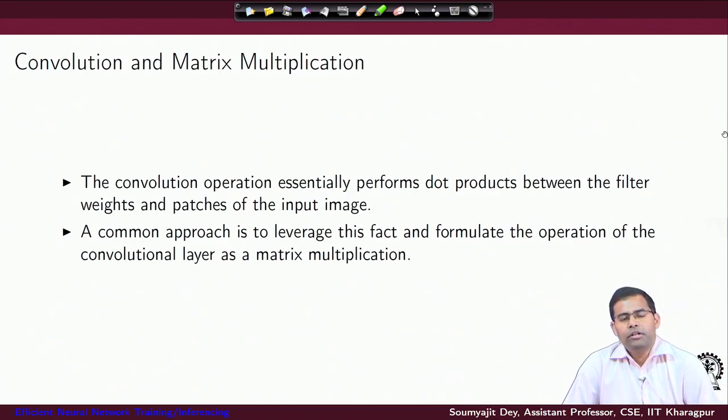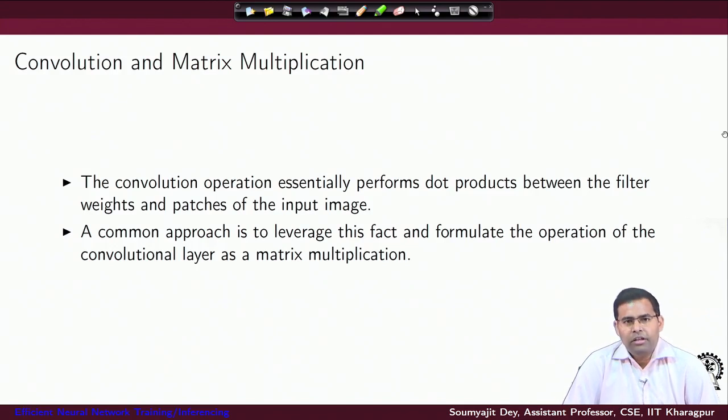Just to relate what is the difference now: instead of doing the matrix multiplication, you are now doing convolution, and the operation essentially performs dot products between the filter weights and the patches of the input image on which it is working locally, right. By patch I mean the region of the input image on which you are overlaying the mask and doing the operation.